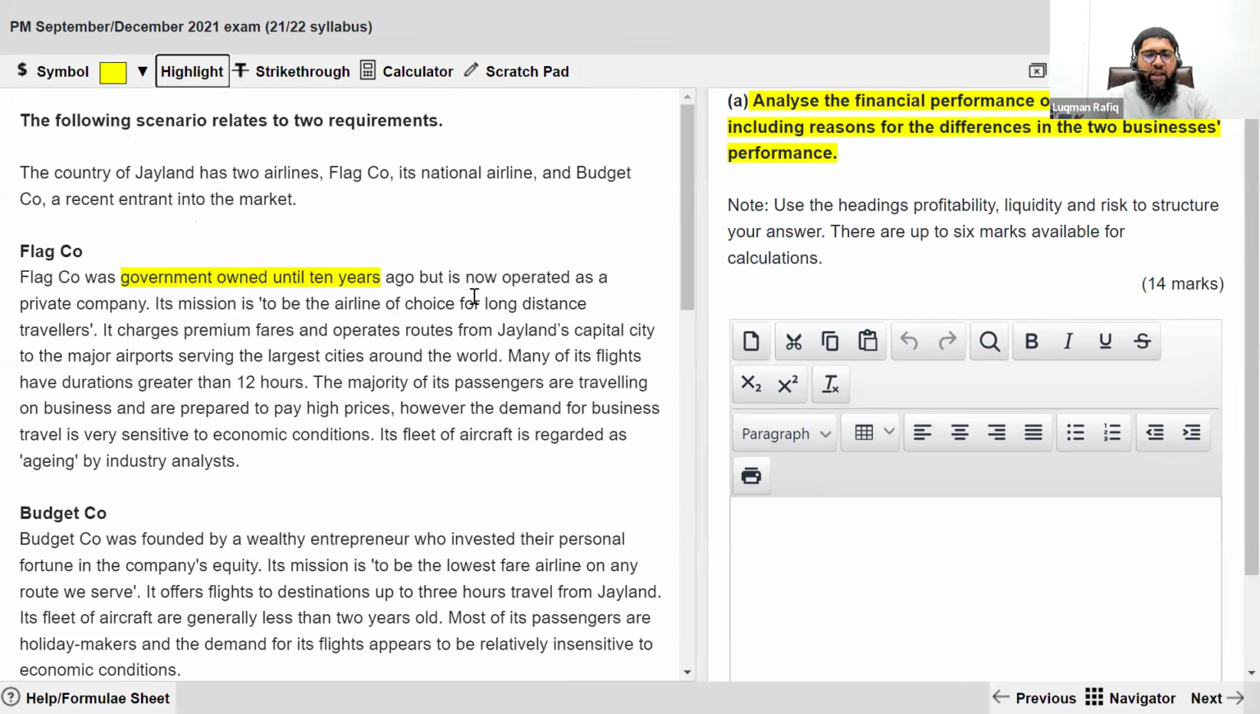Its mission is to be the airline of choice for long distance travelers. So their main focus is long distance routes. It charges premium fares and operates routes from J-Land's capital city to the major airports, serving the largest cities around the world. Many of its flights have durations greater than 12 hours. So the passengers prefer to pay more because they are traveling for a longer duration and they want their travel to be convenient.